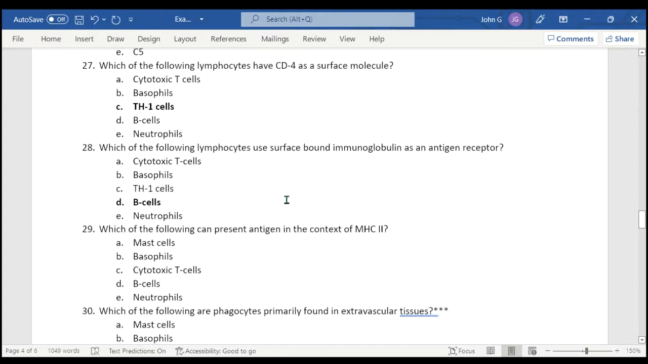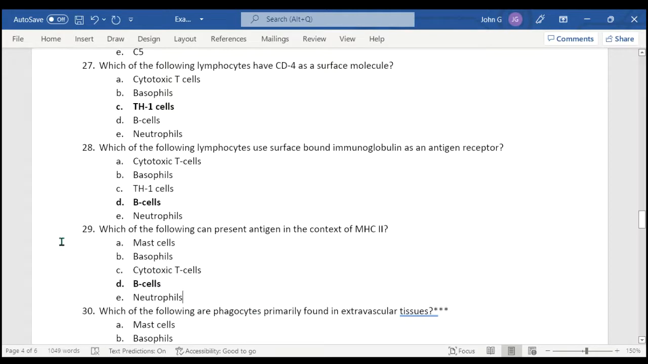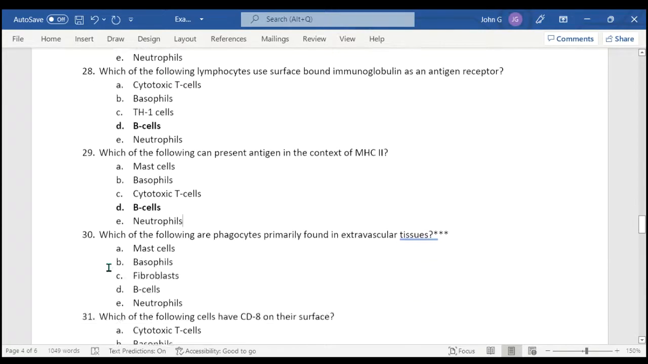Which of the following can present antigen in the context of MHC2? This is going to be any of your antigen-presenting cells. There's 4 of them. Macrophages, monocytes, dendritic cells, and B cells. Okay? So the only one listed here is a B cell. The only one there is a B cell.